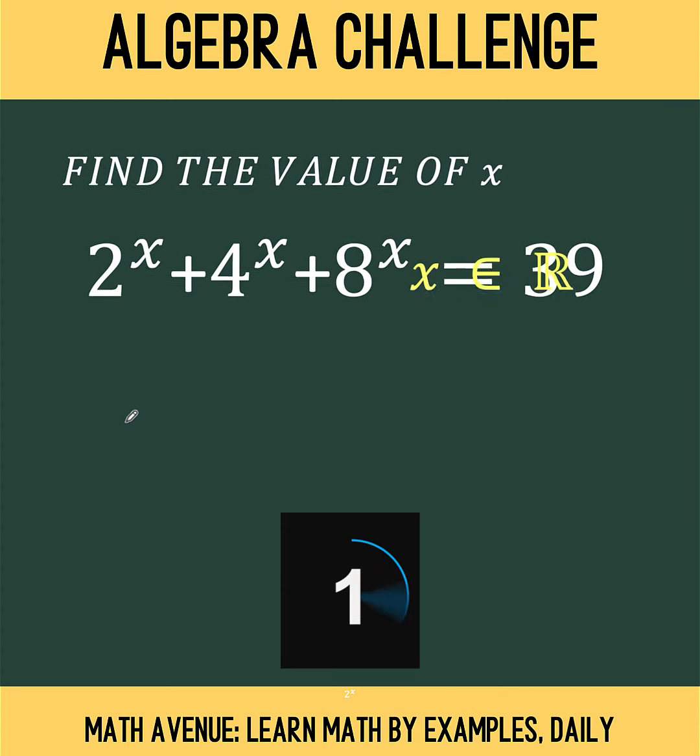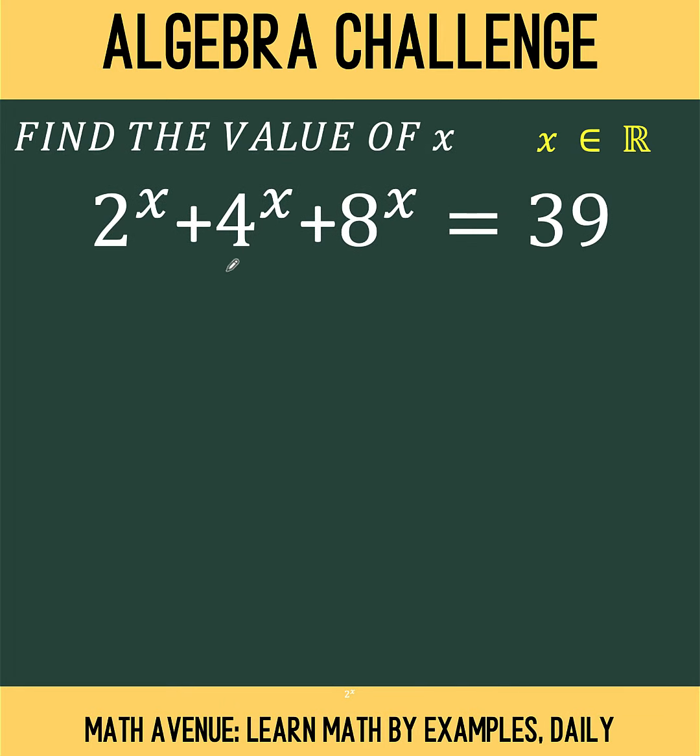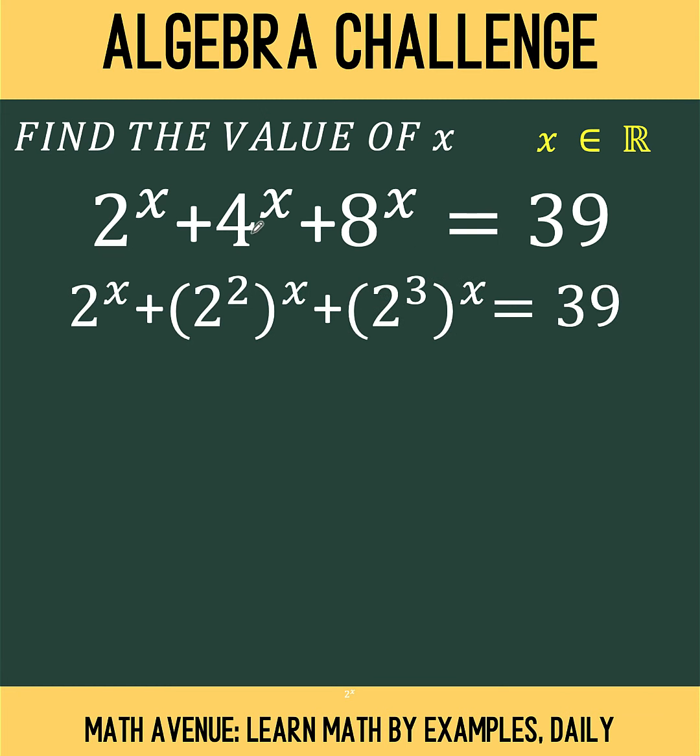Now let's solve this problem together. When solving exponential equations like this, always check if the base can be re-expressed so that you will have the same bases. In this case, notice that 4 is 2 squared, 8 is 2 cubed. We now all have 2 as the base.